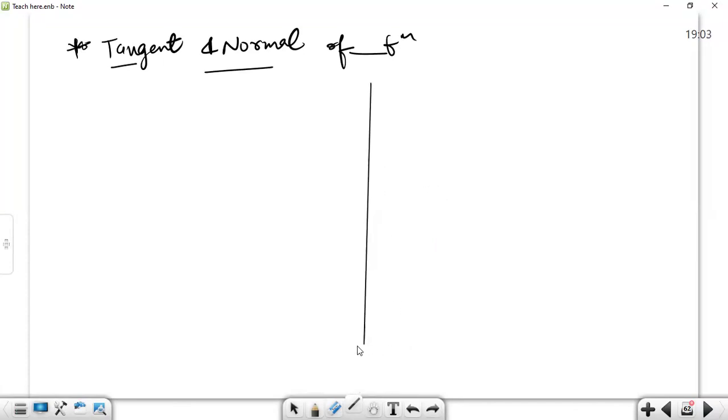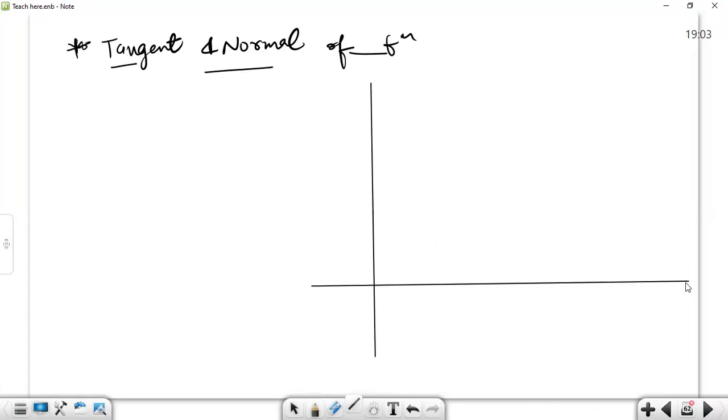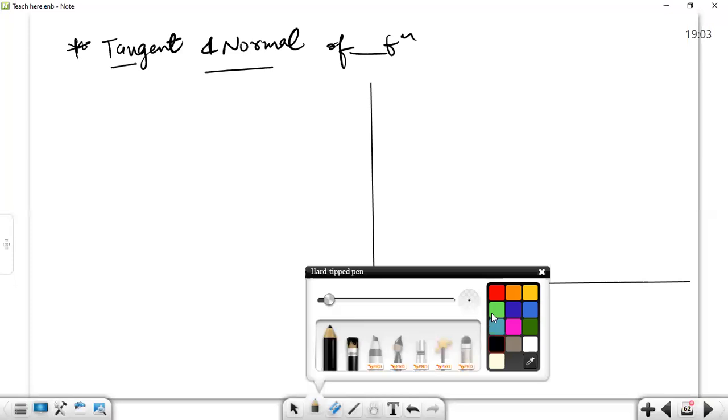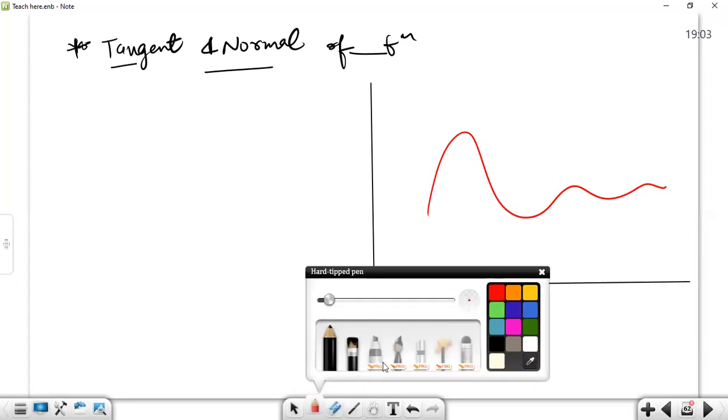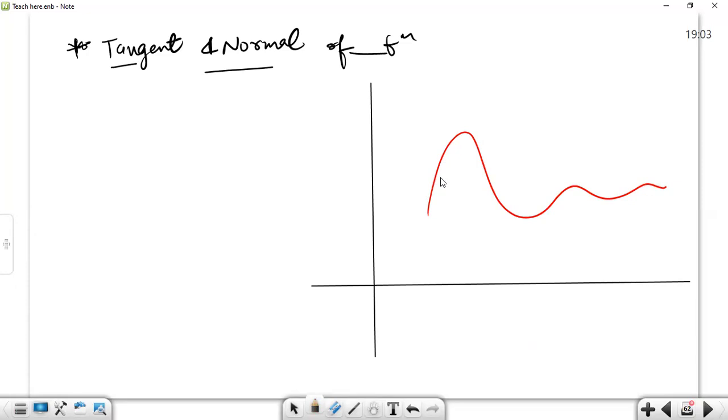Every function would have some curve. It can be in any form. It doesn't matter. But at every point, we can find its derivative, basically the rate of change, and that is what? That is the slope. Yes. So what is a tangent?